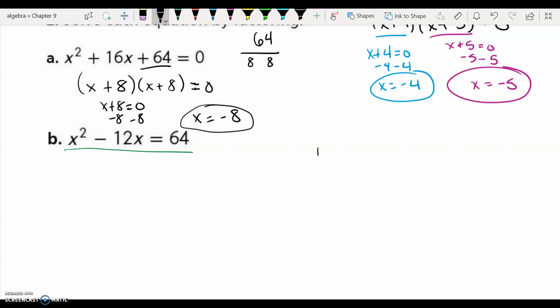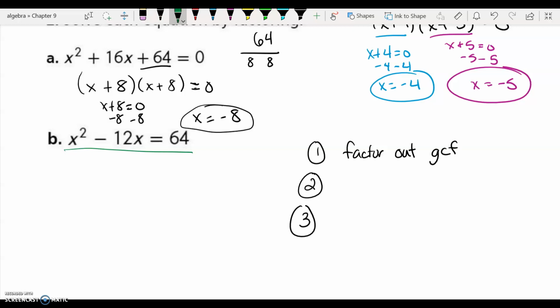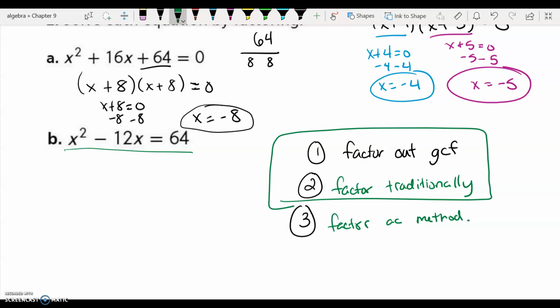Just as a reminder, don't forget your steps of factoring, right? You can factor out your GCF. Don't forget that. Normally we would factor using the AC method, but we're not going to have any of those in these problems. All right? So those are your 2 steps. Try and factor out GCF. I know we didn't do any problems like that, but there is one like that on the homework.